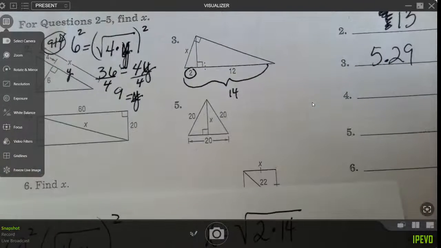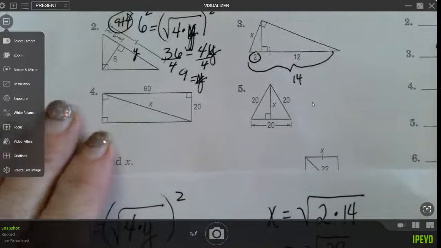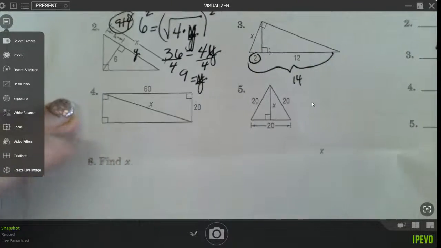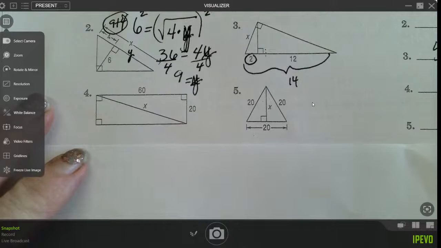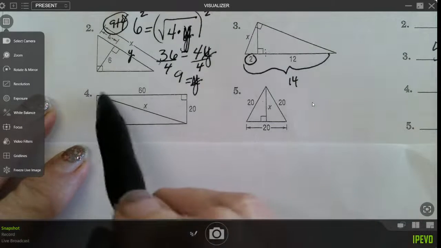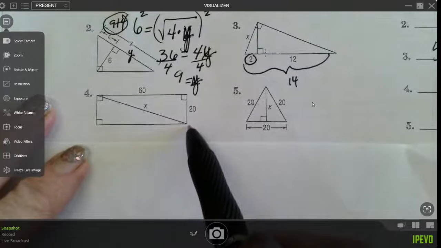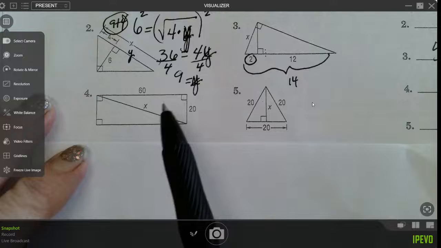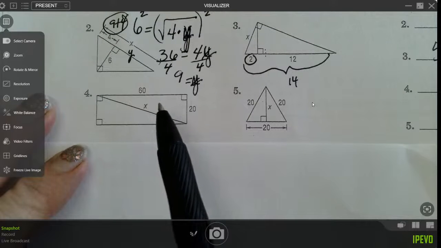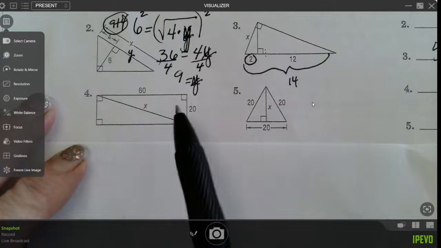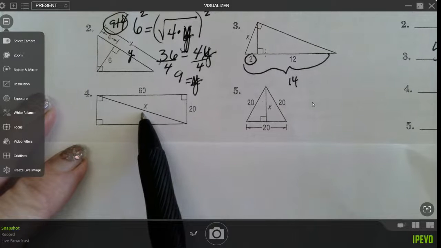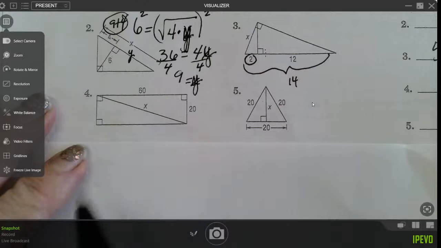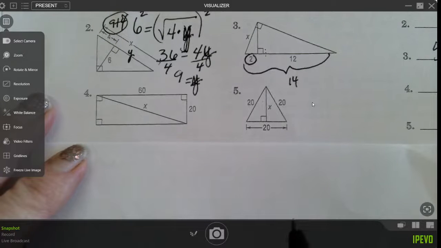All right? So let's look at number 4. What information do we have on number 4? What do you see there? So we've got this length, we've got this width. What is this shape? That's a triangle, isn't it? What kind of triangle? Right triangle. And what part of the right triangle are you trying to find right there? Hypotenuse. What are you going to use to find that hypotenuse?